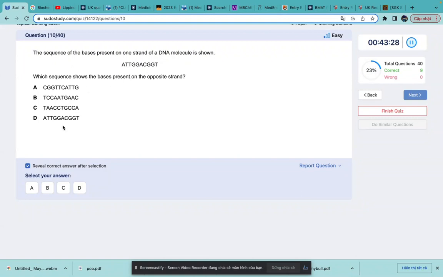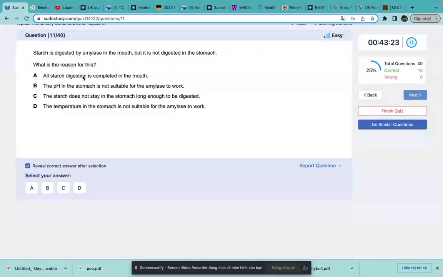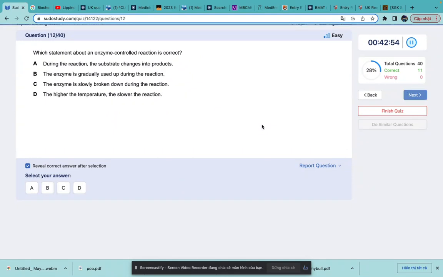So ATGC. Starch is digested by amylase in the mouth, not just in the stomach. What's the reason for this? So when we talk about enzymes, we talk about pH and temperature. So we talk about pH in here. It's not suitable for amylase to work because the pH of the stomach is 2 and the mouth is like 5, 6.